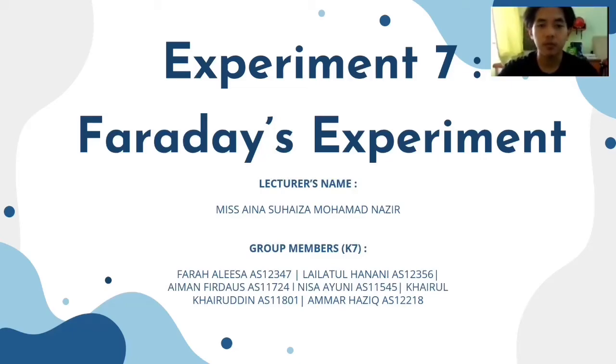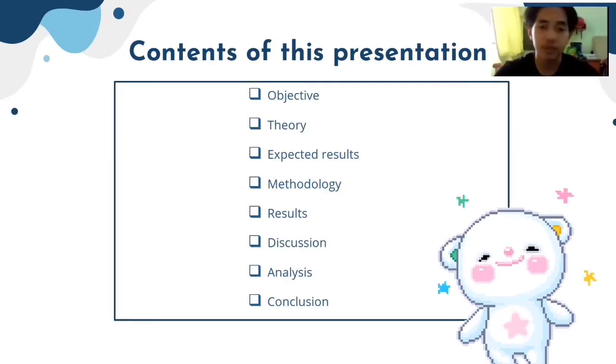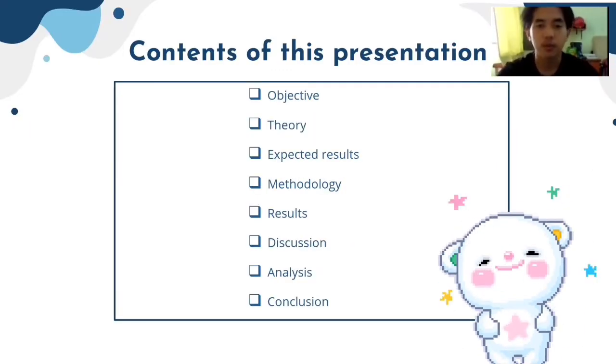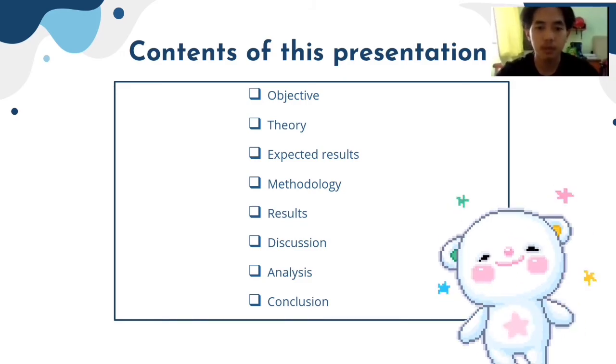Today I'm going to present about experiment 7, Faraday's experiment. My group members consist of 7 persons, which is FARAH ALEESA, LAILATUL HANANI, AIMAN FIRDAUS, NISA AYUNI, and AMMAR HAZIQ. Contents of this presentation consist of objective, theory, expected result, strategy, results, discussion, analysis, and conclusion.